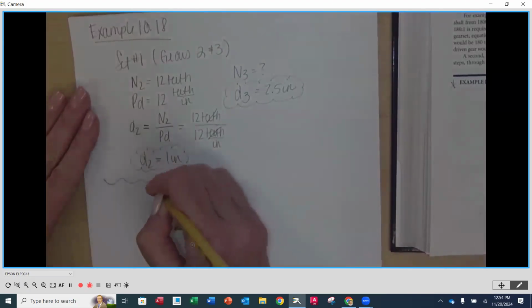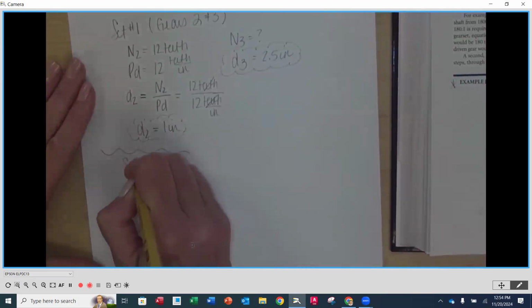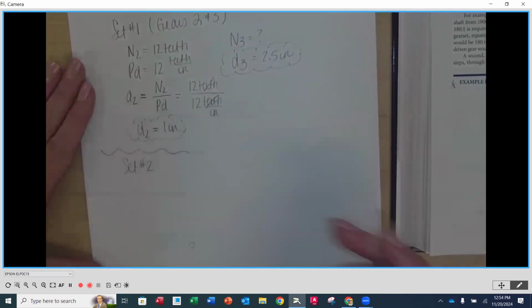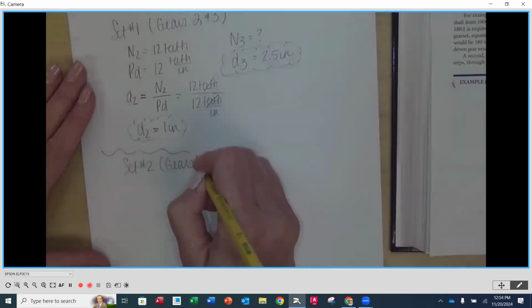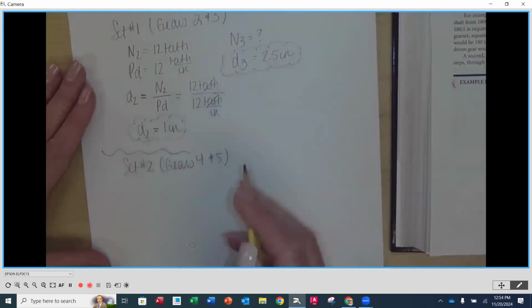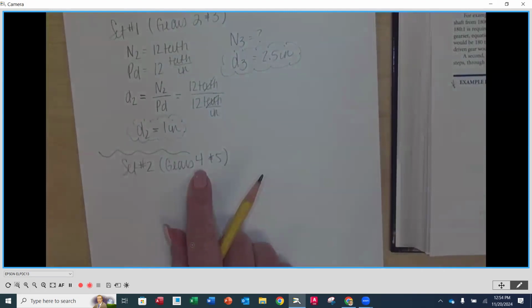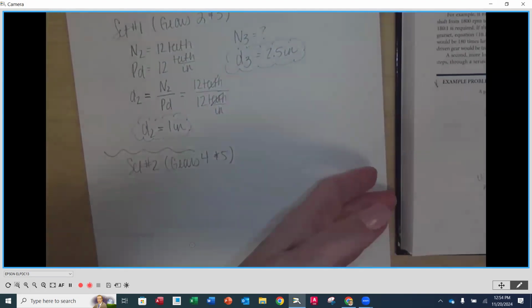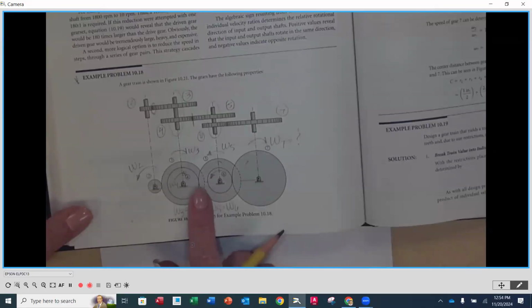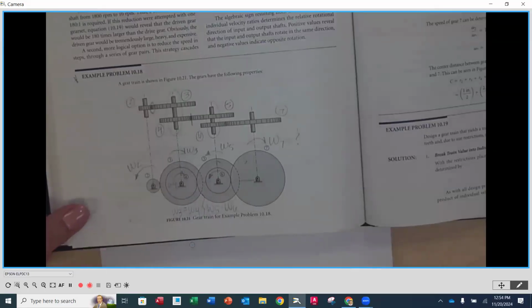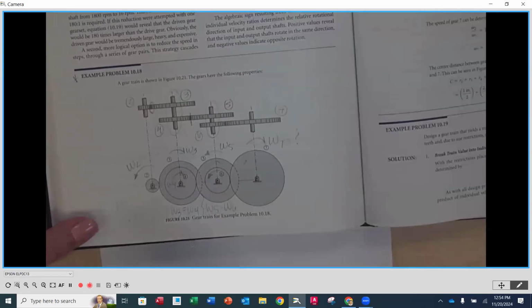Let's look now at set number 2, and this is going to be gears 4 and 5. These are the two that are in mesh with one another. If we look back at our illustration, we just figured out the pitch diameters for 2 and 3. Now we're going to be looking at 4 and 5. Gear 4 is in front of 3 on the same shaft, and it's engaged with number 5 here, okay?